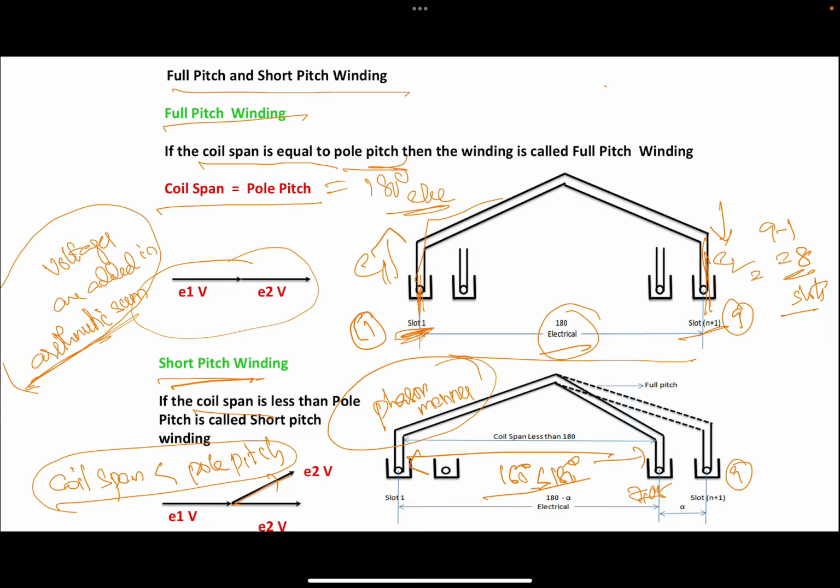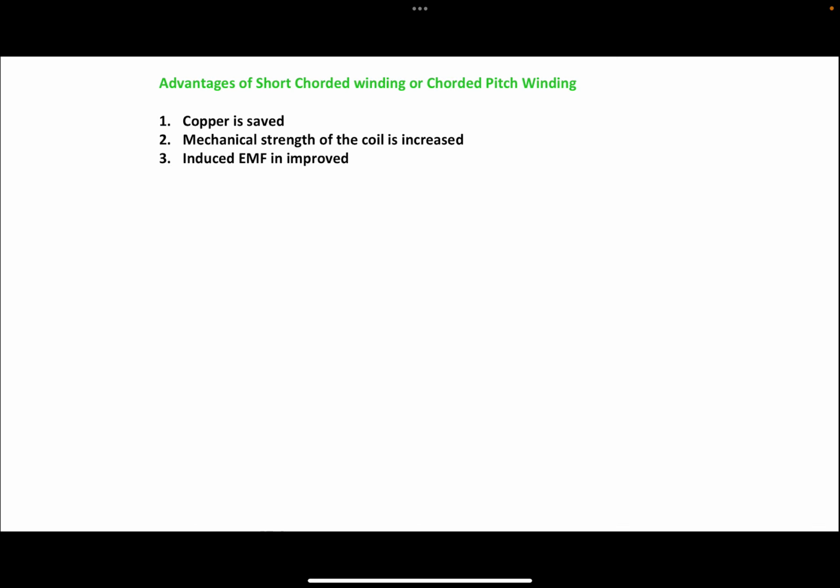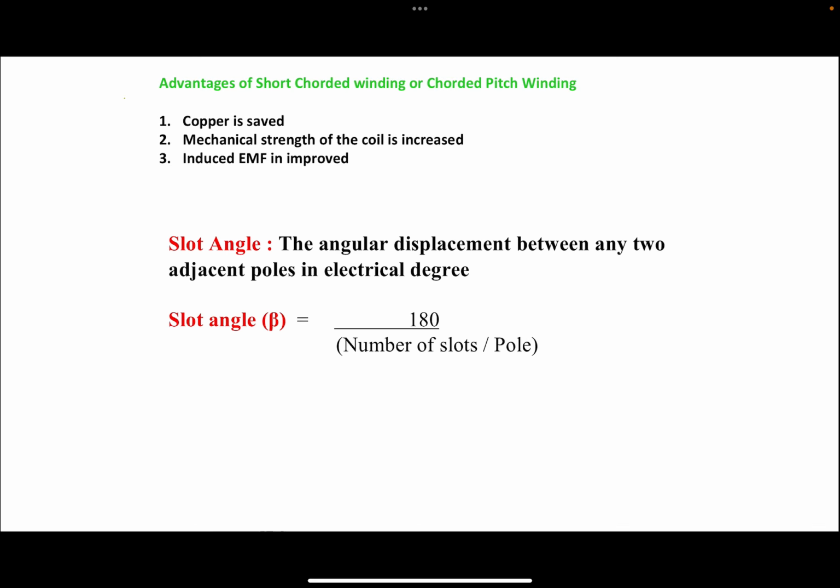Next. Advantages, you may expect this for 2 marks. Expect this question. Now, advantages of short pitched winding. Short pitched winding is also called chorded winding. You will come across other terms for this: short pitched or chorded.